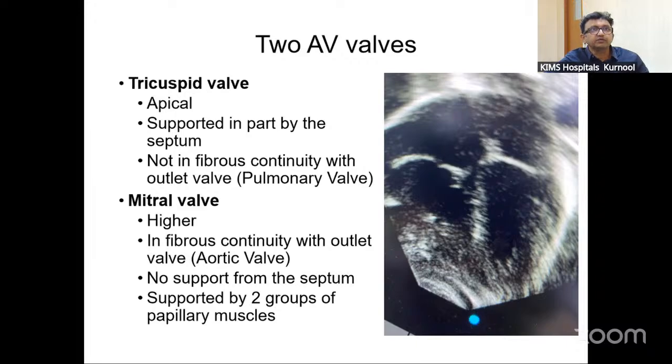It is very important to differentiate which is the tricuspid valve and which is the mitral valve, because as we know, the AV valve goes with the ventricle. So whichever side the tricuspid valve is located, that ventricle is the right ventricle. Wherever we decide on scan that it is a mitral valve, that side is the left ventricle of the heart.